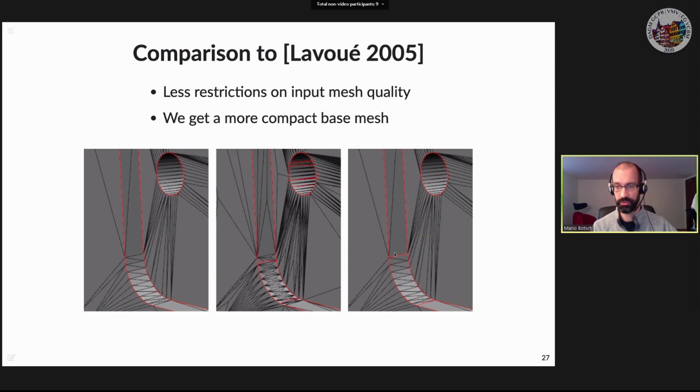And we don't have to do this. We don't have to touch the input mesh and get a more robust segmentation. And in the end, our base mesh is also, like for the fan disk, about 50% of the vertices and faces compared to theirs.